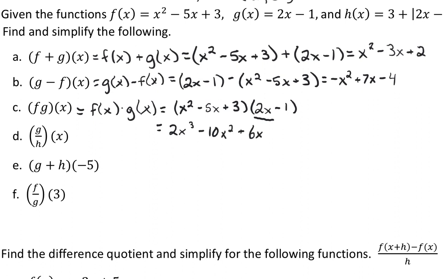And then we're going to do the same exact thing with the second term of that binomial, and we're going to add those results to what we just did. So that would be negative x squared plus 5x minus 3. Okay, and then we'll just combine like terms. So we're going to get 2x cubed minus 11x squared plus 11x minus 3.